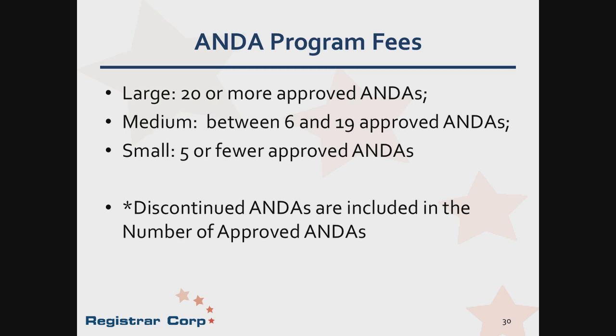GDUFA 2 includes a generic drug applicant program fee, which is assessed annually. Each company and its affiliates will be assessed an annual program fee depending on the number of approved ANDAs in their portfolio. To determine the fee amount, there are three tiers of the program fee. An applicant holder of 20 or more approved ANDAs incurs the large ANDA program fee. An applicant that has between 6 and 19 approved ANDAs incurs the medium ANDA program fee. An applicant holder that holds 5 or fewer approved ANDAs incurs the small ANDA program fee.